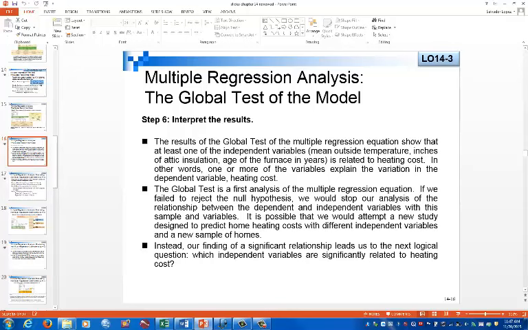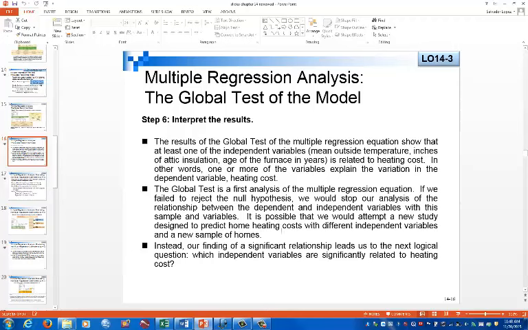The results of the global test show that at least one of the independent variables is related to heating cost. In other words, one or more of the variables explain the variation in the dependent variable, heating cost. The global test is the first analysis of the multiple regression equation. If we fail to reject the null hypothesis, we will stop our analysis of the relationship between the dependent and independent variables with this sample.